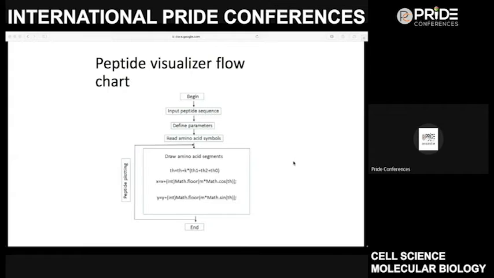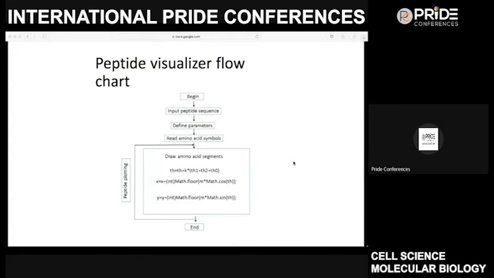Here's the flowchart of the peptide visualizer. I coded the visualizer also using Java. After begin, we put in peptide sequences and we define parameters such as the thetas. Then we move through each amino acid in the sequence and draw line segments.